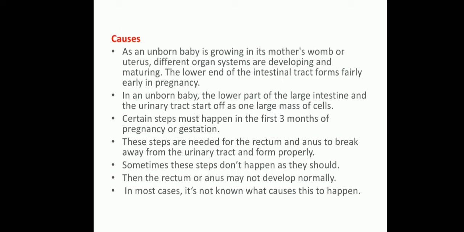Sometimes these steps do not happen as they should. Then the rectum or anus may not develop normally. In most cases it is not known what causes this to happen. In early pregnancy it was not developed properly, so the anomalies will be there because of some deformity. So this is called anorectal anomalies, and these are the causes.